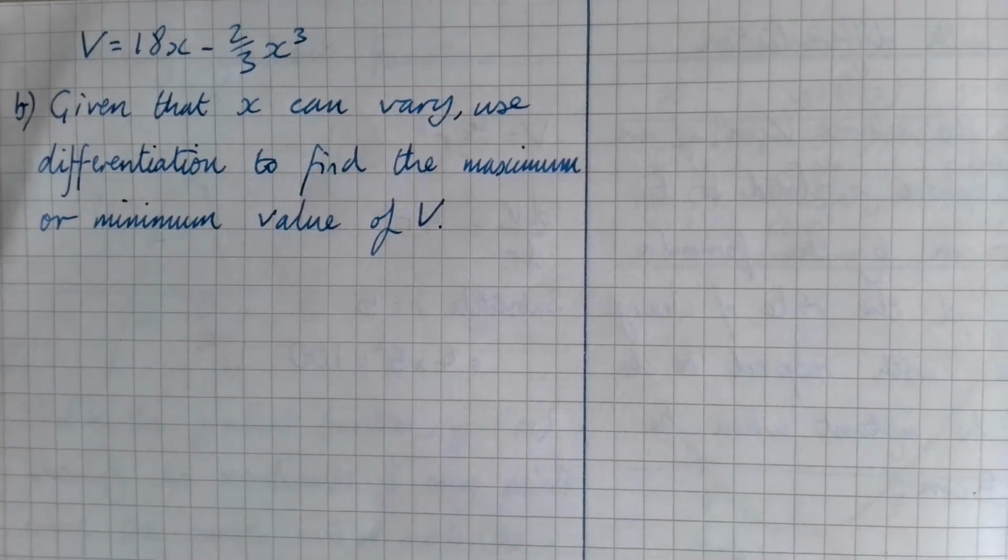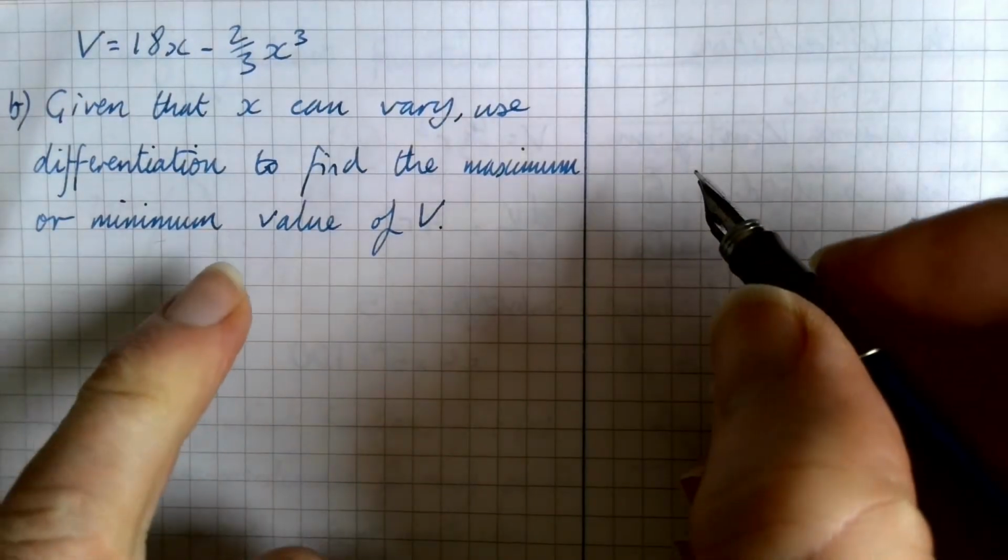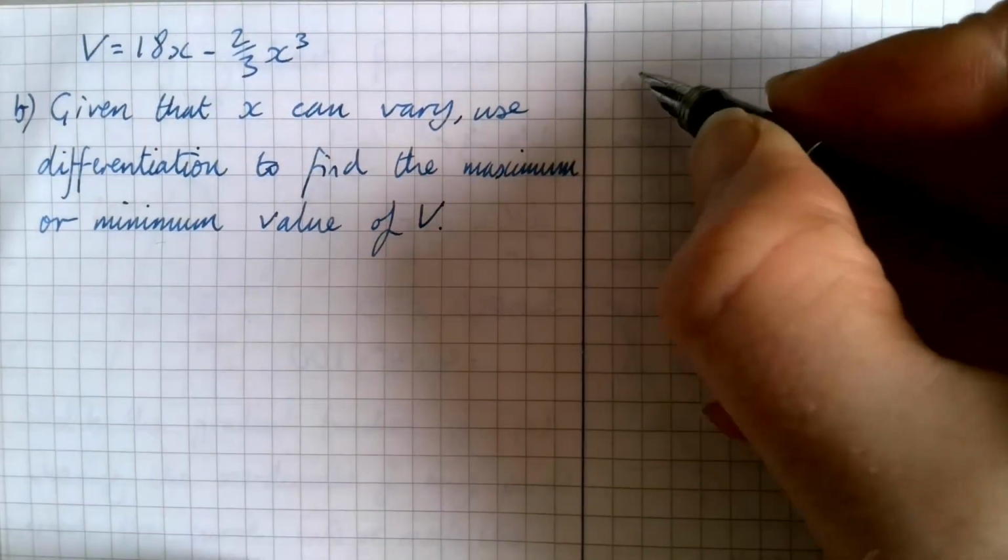Descartes, the great French philosopher and mathematician, said that you could solve any problem in the world as long as you first defined it with algebra. And the tricky bit can be defining it with algebra, but this is where we start to see some of that in action. So we're going to differentiate.